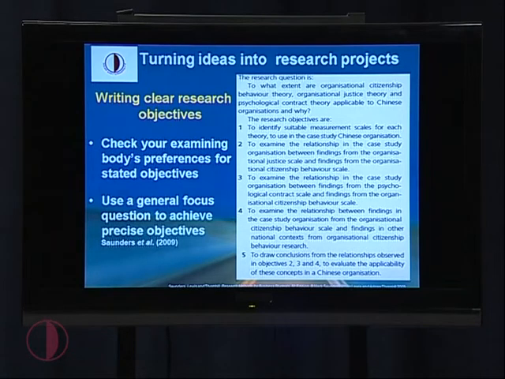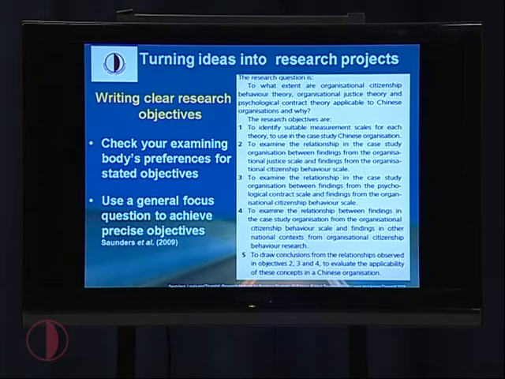Let's have a look at writing a clear research objective. It's available in the textbook, chapter 2. Check your examining body's preference for stated objectives, as somebody will review the research question for you, and use a general focus question to achieve precise objectives. So let's have a look: to what extent are organizational citizenship behavior theory, organizational justice theory, and psychological contract theory applicable to Chinese organizations and why.